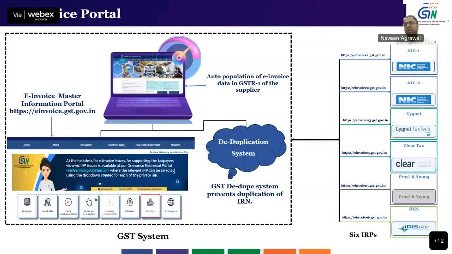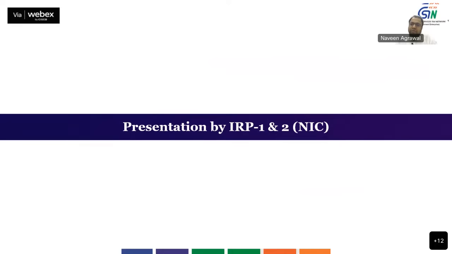So this was a brief overview of what e-invoicing is and how the e-invoicing system works. And now I will request our partners, especially all IRP partners, to come one by one and explain the onboarding process on their portal and how a taxpayer can get themselves enabled for e-invoicing on their specific portal. So now I will request Suresh ji, sir is a senior director in NIC. Sir will be explaining the part of the NIC IRP portals. Sir, over to you.